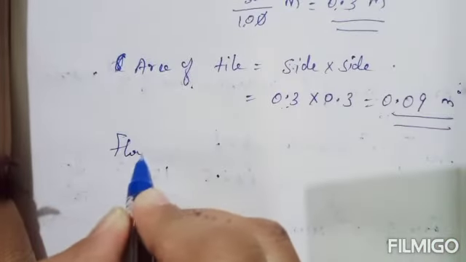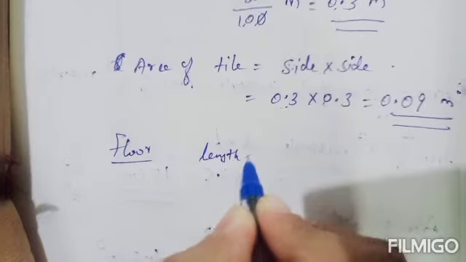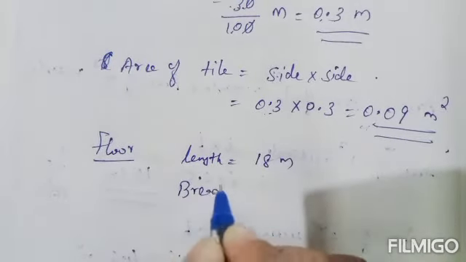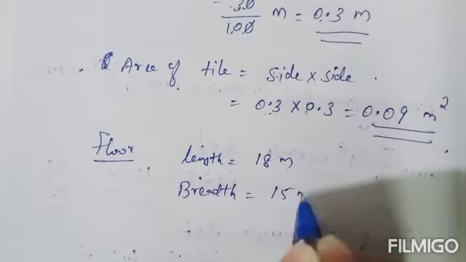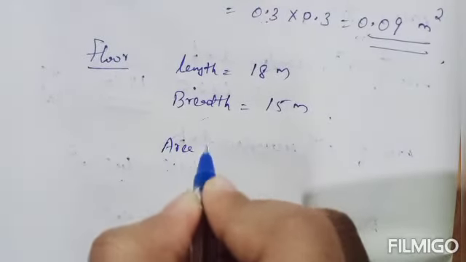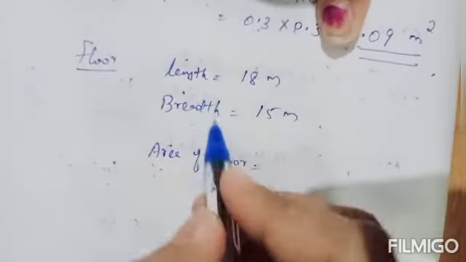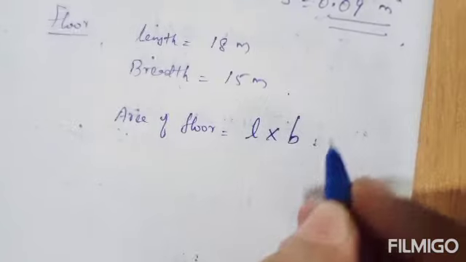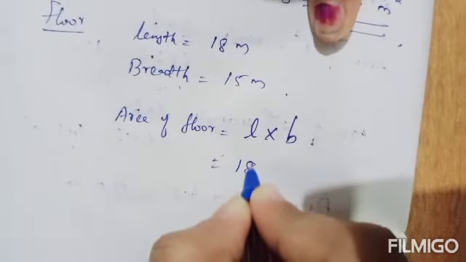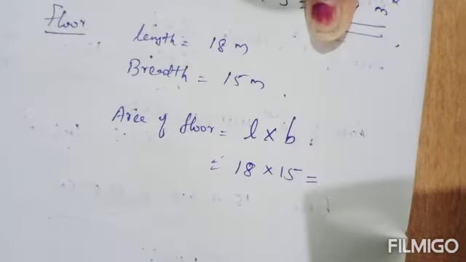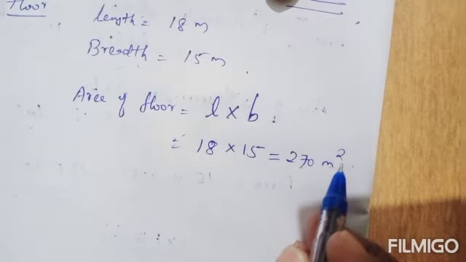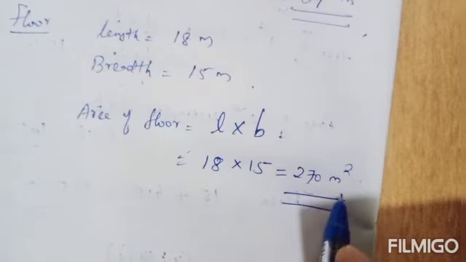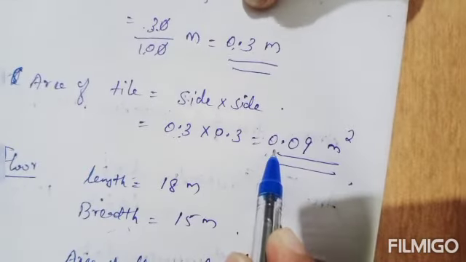Next, let us take a floor. Length is given 18 meter and breadth is given 15 meter. You can find the area of a floor. How can you find? Length and breadth is given, so it is rectangle. Area of rectangle is length into breadth. That is 18 into 15. You get 270 meter square.